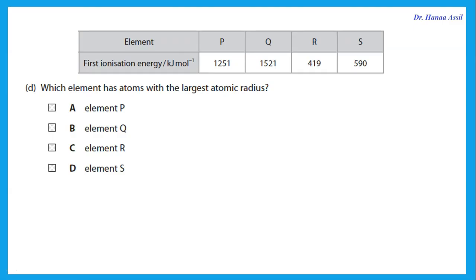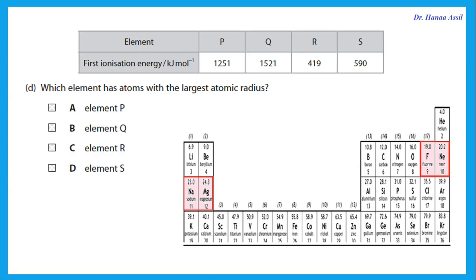Which element has atoms with the largest atomic radius? Remember, what is happening to the atomic radius from left to right? You should remember that from left to right in any period, group 1 would be the biggest atomic radius, and then the radius decreases as we go from left to right in a certain period. Now, if we're comparing two periods, then the one that is in the lower period or higher energy level would be the one with the largest atomic radius. So looking at all of this, it is the one that is sodium.